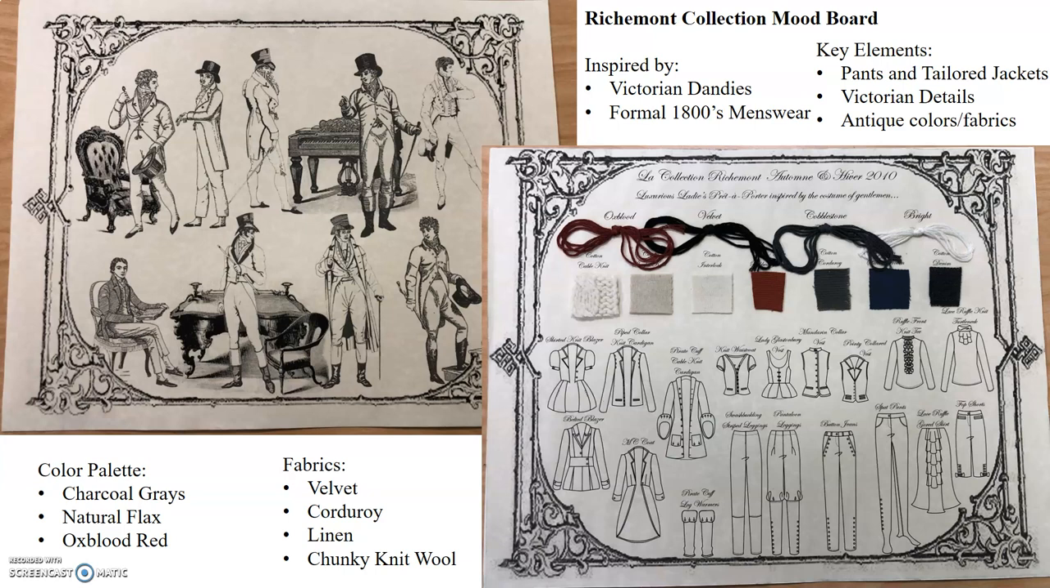And so key elements are that I'm going to have pants and tailored jackets. I'm going to have all these Victorian details and these antique colors and fabrics. And down on the right side here is something we haven't seen yet.